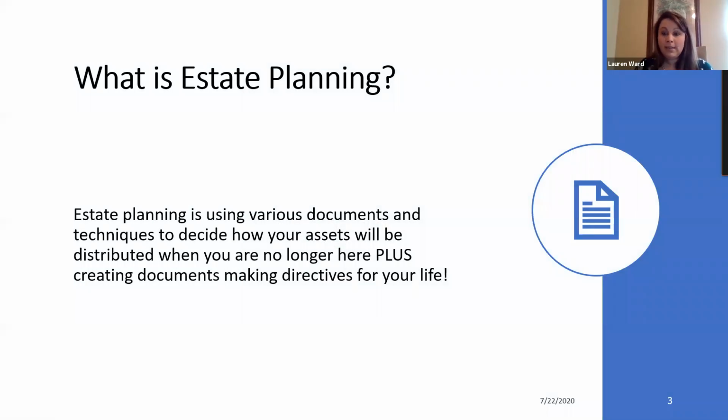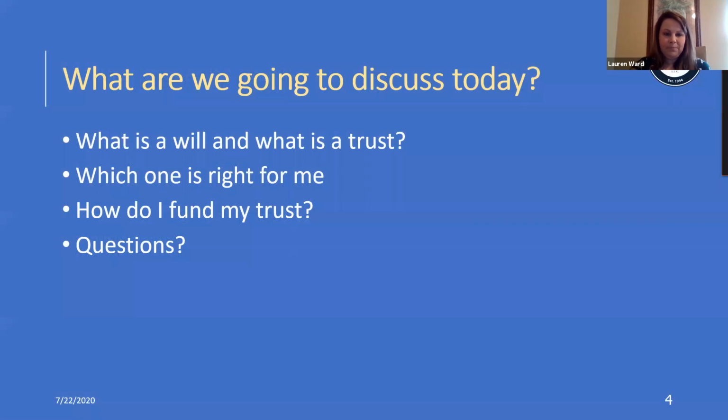So the first big thing is, what is estate planning? Estate planning is using various documents and techniques to decide how your assets will be distributed when you are no longer here. Plus, sometimes you want to create documents to make directives for your life, such as the healthcare power of attorney or a durable power of attorney. So today we're going to talk about what is a will and what is a trust, which one is right for me, and then a big question a lot of people have is, how do I fund my trust? And then we'll have some time for questions at the end.